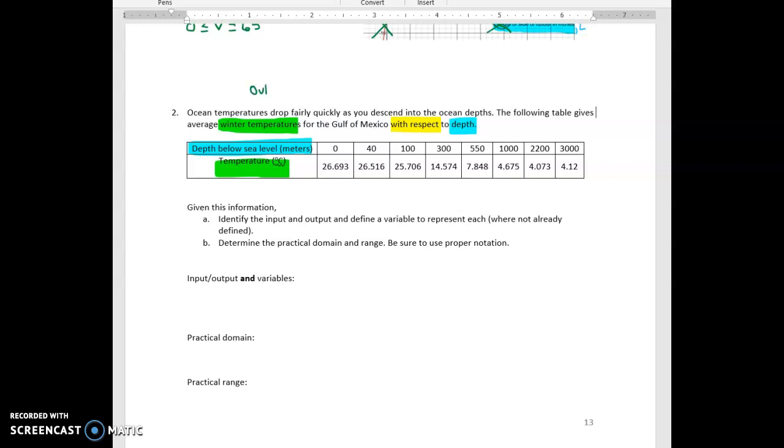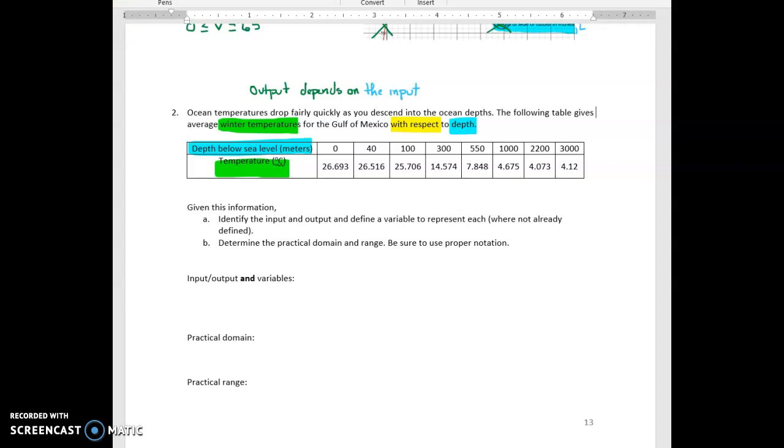The output is the dependent variable, so it depends on the input. This idea of with respect to, the output is with respect to the input, is the same idea as depends on. But even if we didn't catch this wording, we see in the table that the input is always on the top of the table or on the left side of the table, and then the output comes next. So we want to define our variables.